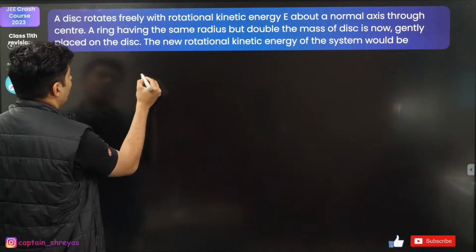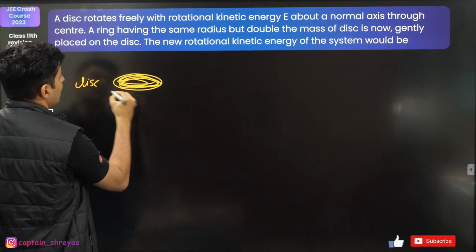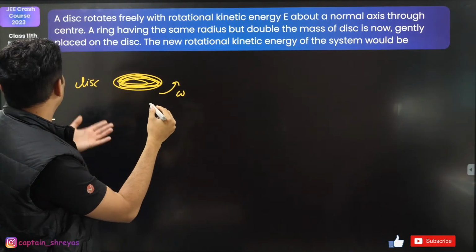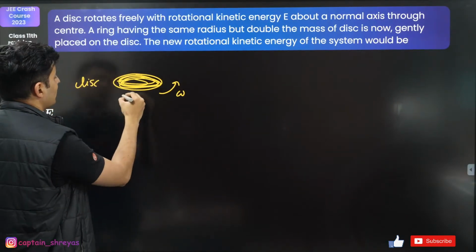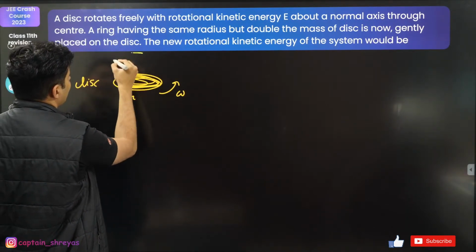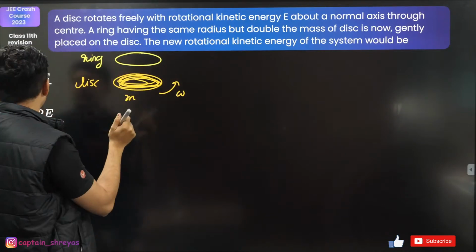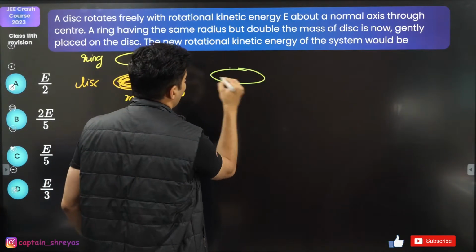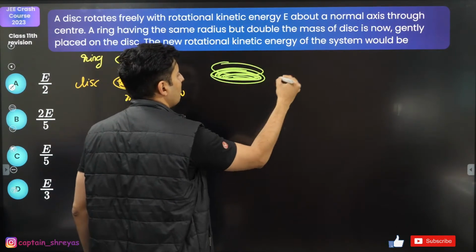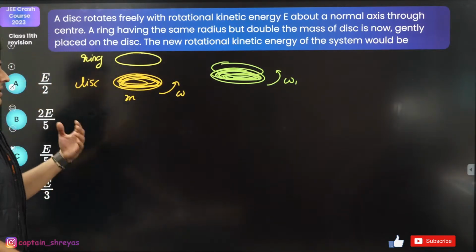So a disk is rotating. This is your disk. This disk is rotating with some angular speed. Imagine a ring having the same radius but double the mass. Okay, so the mass of the disk is m. Now you take a ring. It is not moving. You place it. So now it becomes one combined system. You have the disk and you have the ring. Both of them move together with a new angular speed. The question is, what is the new energy?